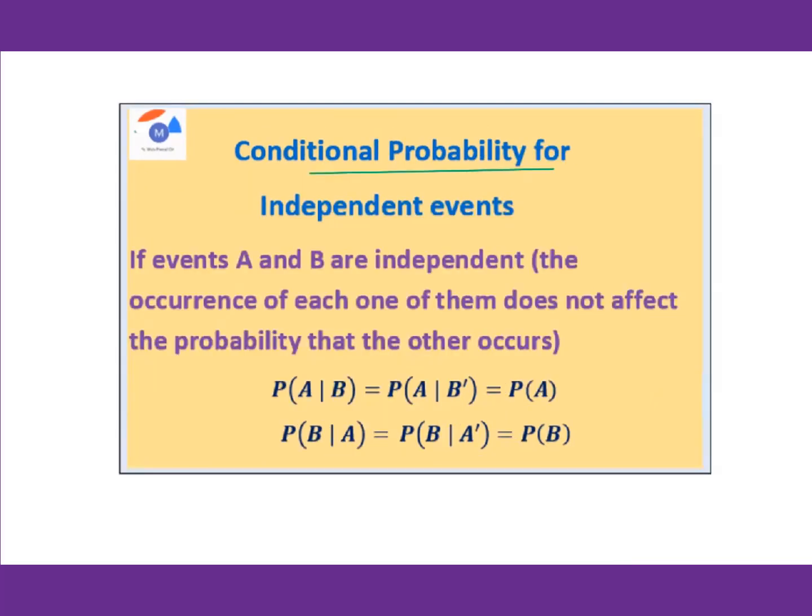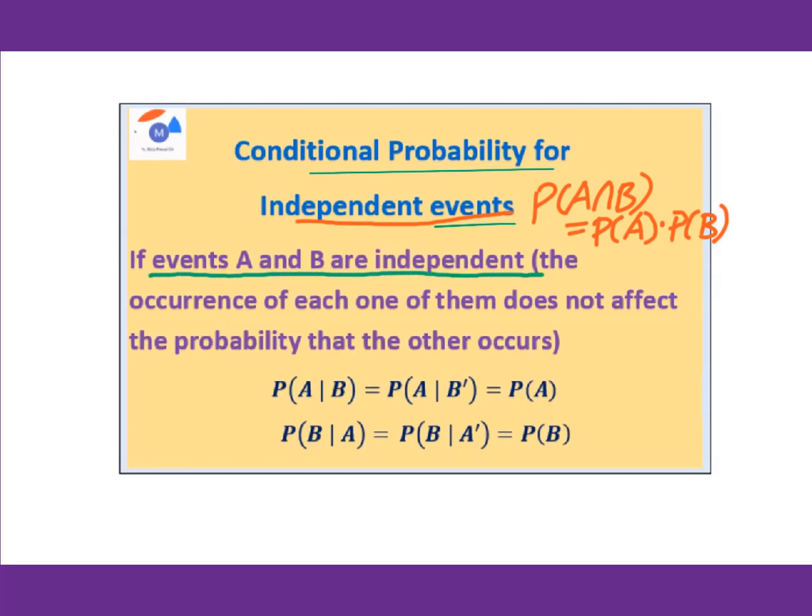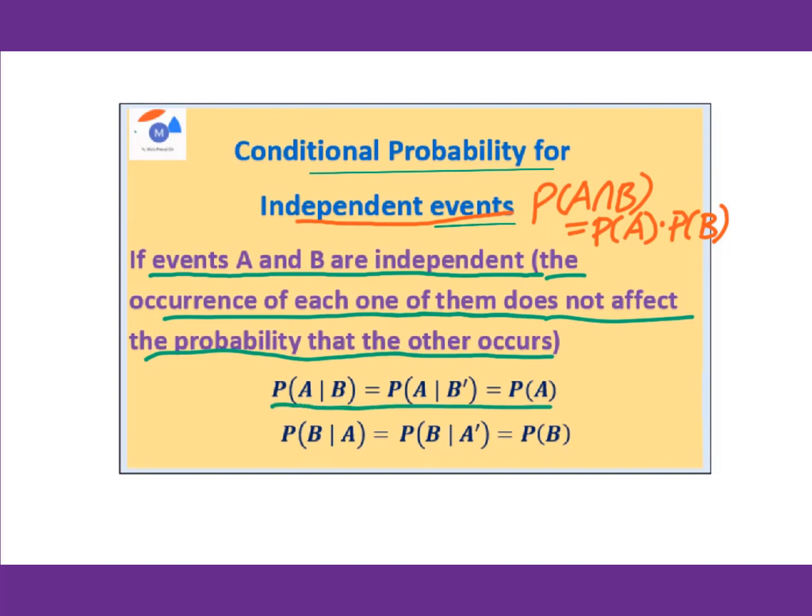Conditional probability for independent events. For independent events, we know that the probability of A and B equals the probability of A times the probability of B. If events A and B are independent, which means the occurrence of each one of them doesn't affect the probability that the other occurs, we get the probability of A given B equals the probability of A given B prime, or equals the probability of A, because whatever happens to B won't affect A. Same thing, you will get this equation.